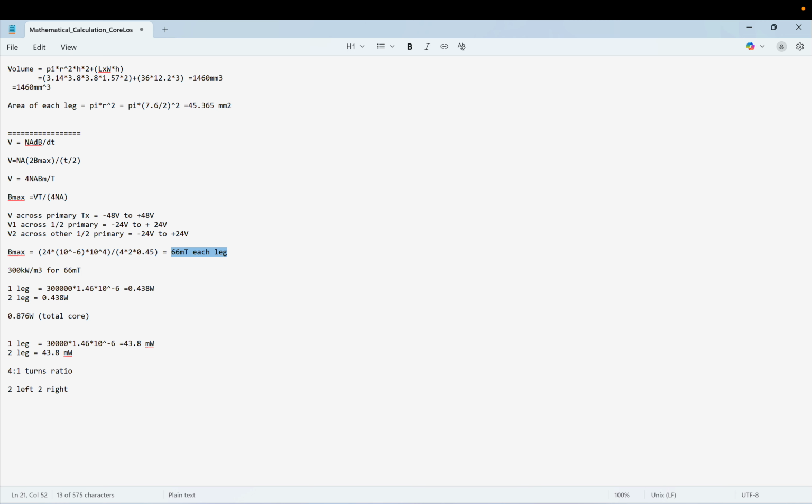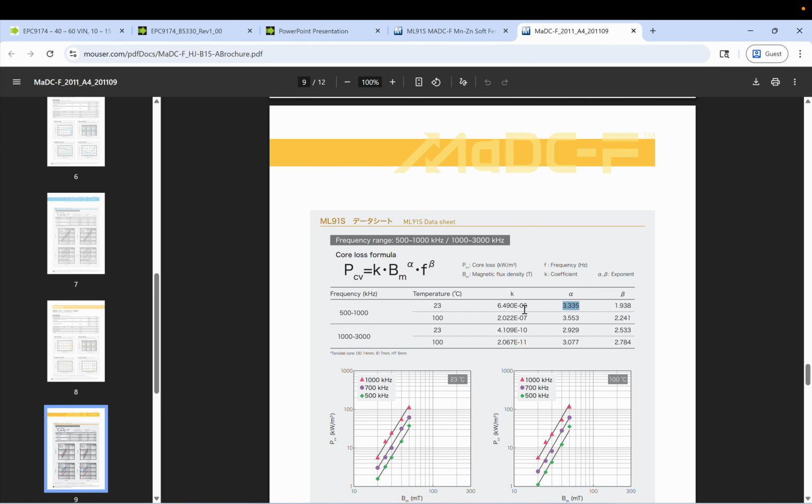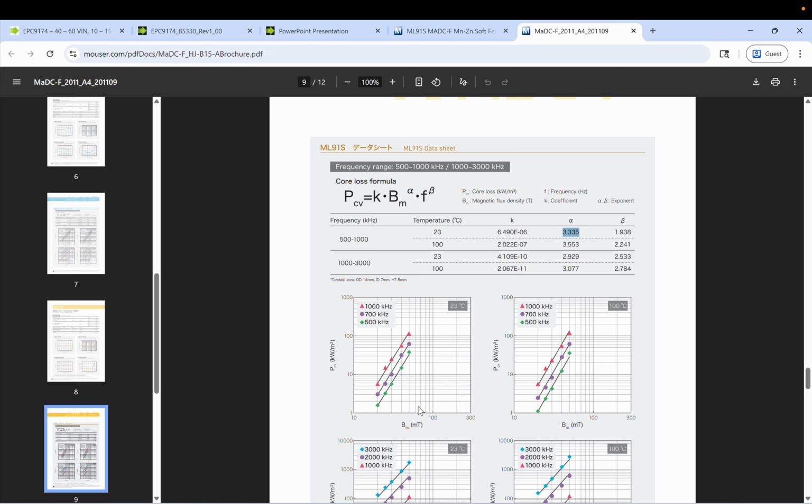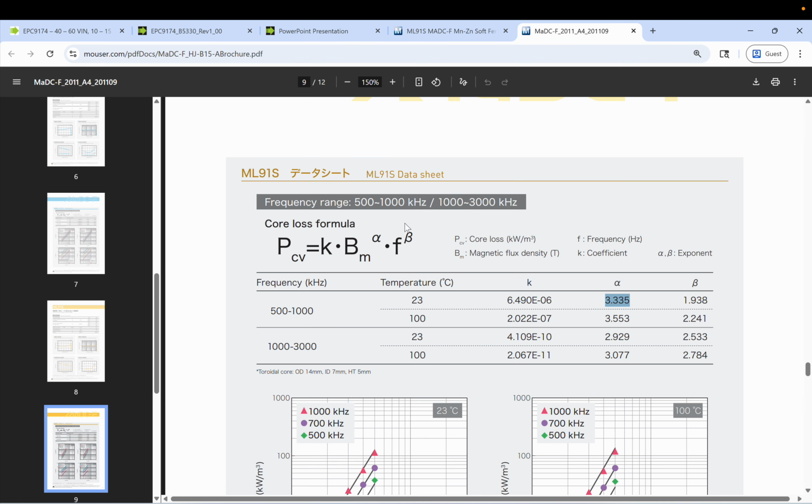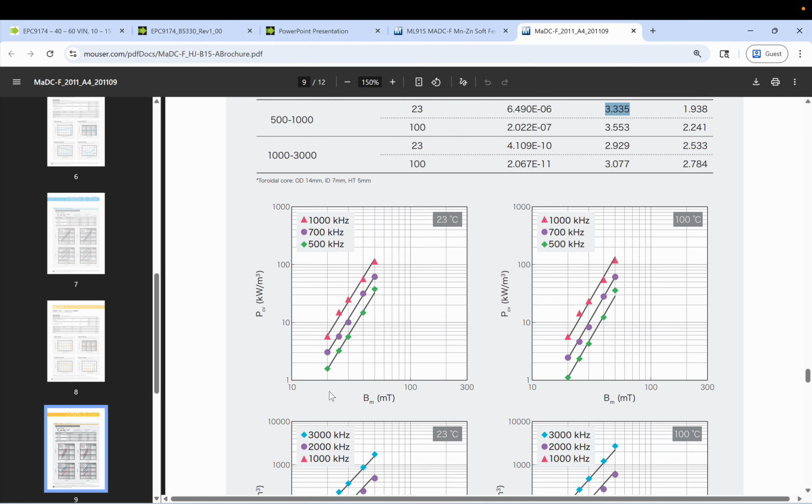Now 66 millitesla in this data sheet for this one, 66 is around 10, 20, 30, 40, 50, 60. 60 is somewhere over here. Let's say it's like 100, 200, 300 at 1 megahertz, 300 kilowatt per meter cube.